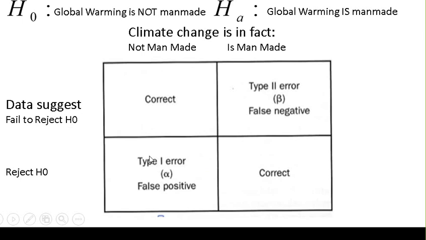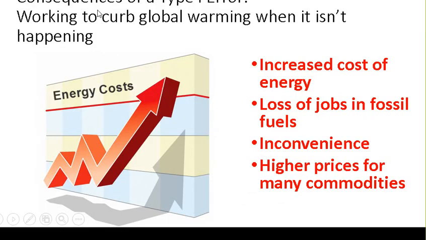true and you reject it, then that's a type 1 error. Let's see what a type 1 error would mean in this case. A type 1 error would mean you're saying global warming is a man-made problem and you're doing all these things about it even though it's not a man-made problem. What could be the consequences of a type 1 error?